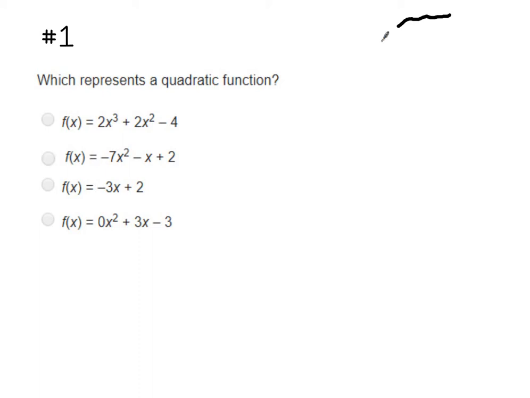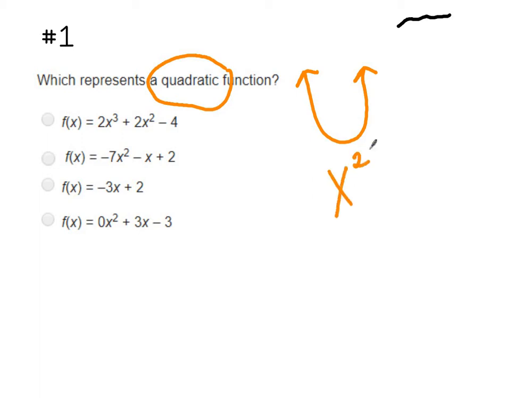All right, guys, so on the first question, it's asking you to determine which is a quadratic function. So remember, a quadratic function is something that's going to make a parabola shape when we graph it, but more importantly, the highest coefficient or the highest exponent power is always going to be x squared. Okay, so when you're looking at these, you're looking for something that the highest exponent is an x squared. And be careful with this one, because even though it looks like it has an x squared, there's a 0 in front of it.